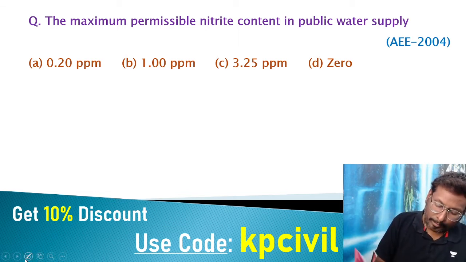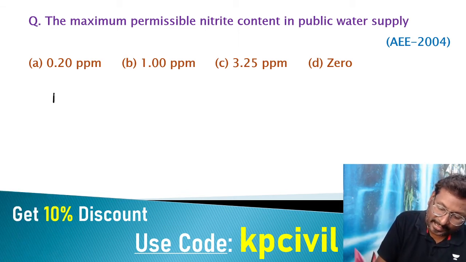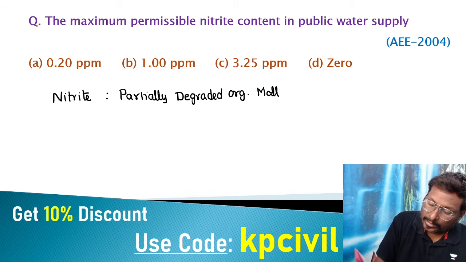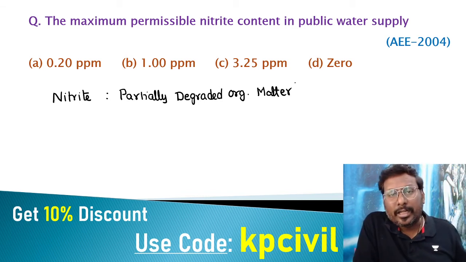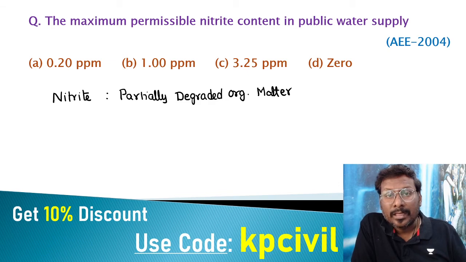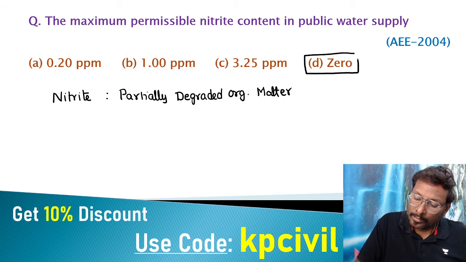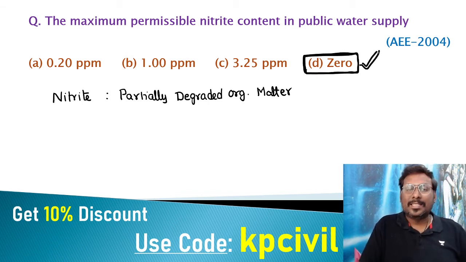Nitrite. Maximum permissible limit of nitrite content in water. Nitrite is a representative of partially degraded organic matter. Water containing partially degraded organic matter is most dangerous. Septic sewage, we can't encourage that. So we never allow nitrites in water. Its concentration is 0.